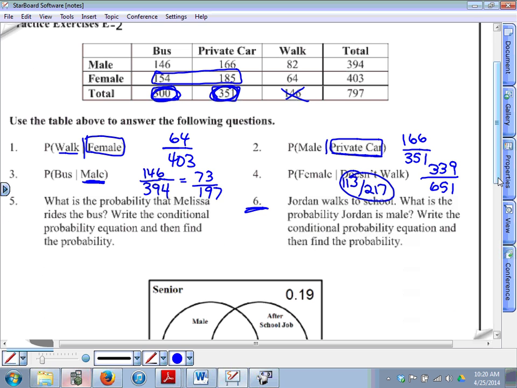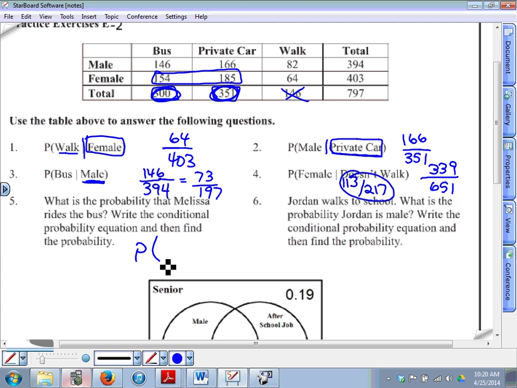Question 5 and question 6. These are interesting questions. What is the probability that Melissa rides the bus home? We have to set up a conditional probability statement. Which one is given? Is it given that she's going to ride a bus, or is it given that it's a she? How do we know it's a she? Her name is Melissa. You need to understand how to set this up. It's a girl's name.